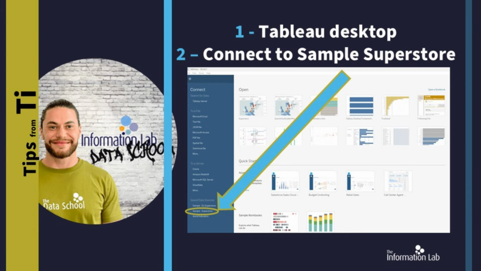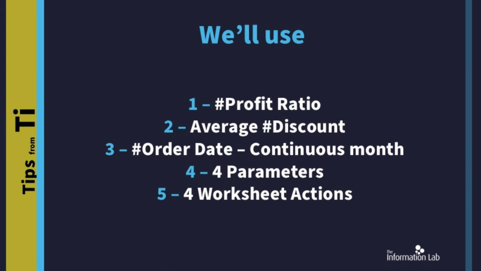We're going to use Tableau Desktop and we're going to connect to Sample Superstore. We'll use profit ratio, average discount, order date continuous month. We're going to create 4 parameters and 4 worksheet actions.